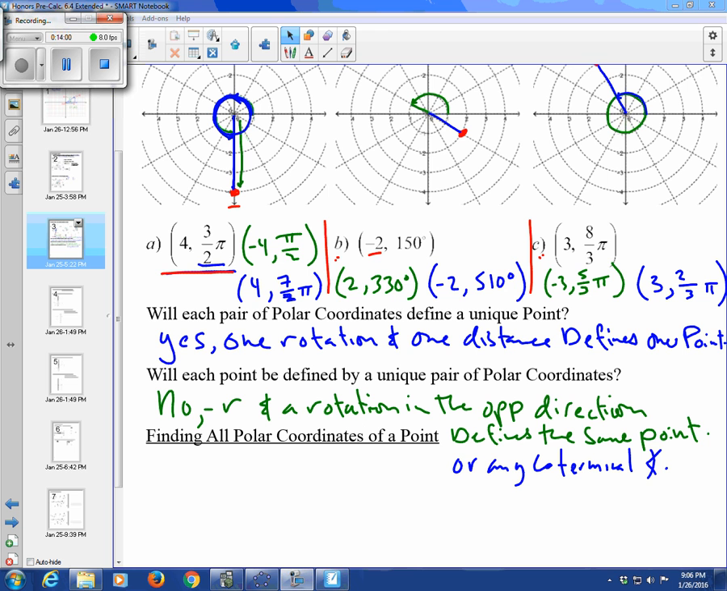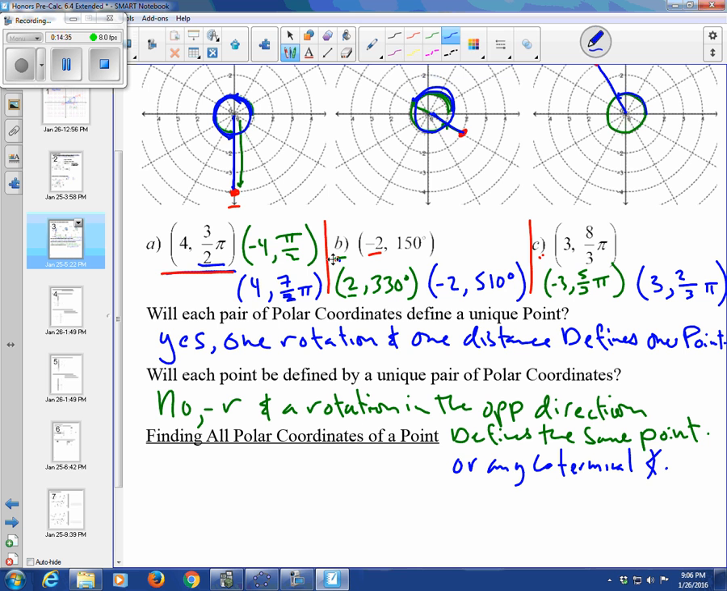Okay, so looking at B and C right here, we could say that the ordered pair 2, 330 degrees would take us to that same point. If we rotate all the way around 330 degrees, and then we have a positive r value of 2, we would get to that same point. Similarly, we could say that a rotation of 510 degrees would be a rotation all the way around, and then back to that same terminal side. And then a negative r value of 2 would also take us back to that same point for B.